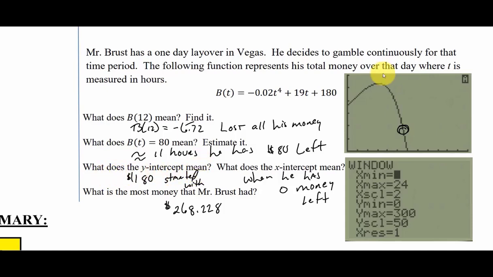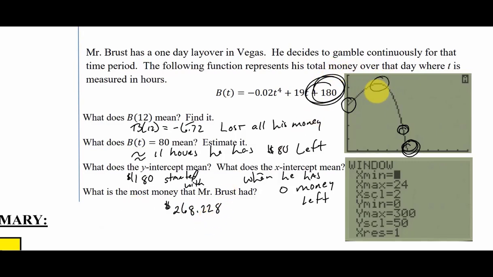What does the y-intercept mean? The y-intercept right there is how much he started with, and that was $180, because remember, this is what he started with, so that's always the last value. What does the x-intercept mean? The x-intercept is right there, and that just means that when he has 0 money left. So it's right around 12 hours, a little bit less than that, but pretty close to that, is when he has $0 left.